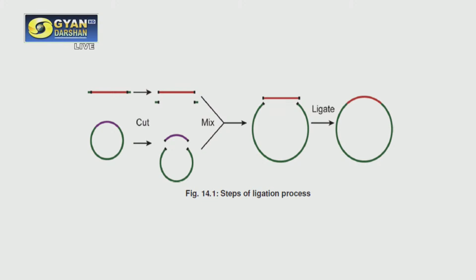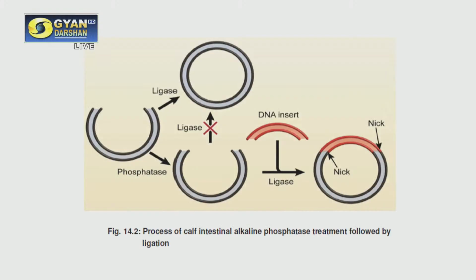So you are cutting, the purple one is released from the plasmid, and in that place you are incorporating your foreign gene, that is the red one. And if you are doing the CIP treatment, then you have to treat it with phosphatase followed by ligase, so that there is no chance of self-ligation. When you add ligase and the DNA insert, it is the DNA insert which is incorporated and not the recircularized self-ligated plasmid. So that's what I was discussing.